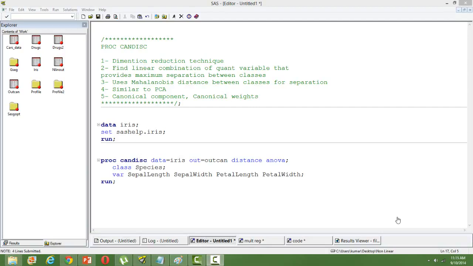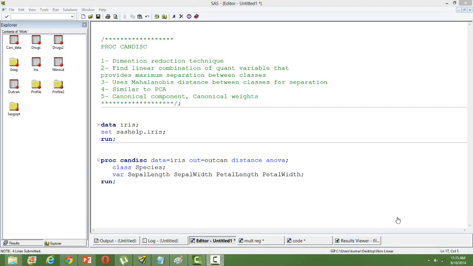So what is a composite variable? It's nothing but a combination of the original variables. What it does is find the linear combination of the quantitative variables on the basis that the composite variables provide maximum separation between the classes.